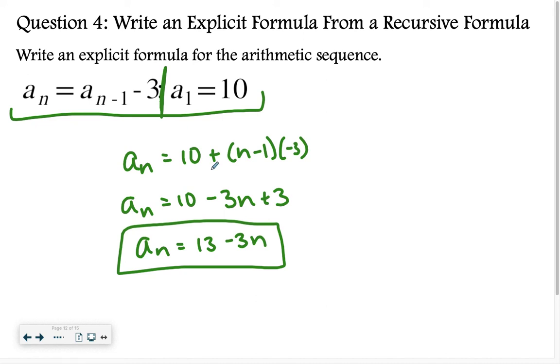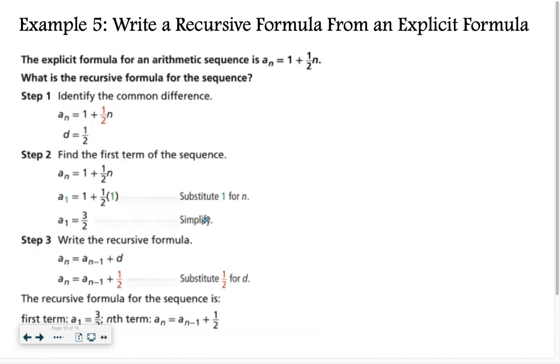I showed my work there. The common difference was a negative 3, so I distributed a negative 3, and my first term was 10. Then I just combined my like terms. So if you have questions about that, please don't hesitate to ask for some help. And now let's do the other way.